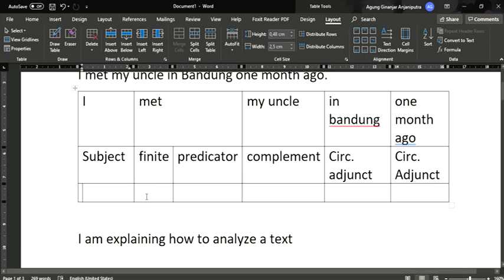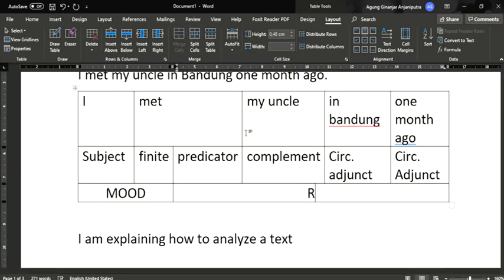So the mood consists of subject and finite. That's mood, and then the rest of it, predicator and the others, is residue.